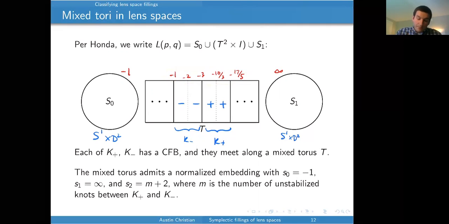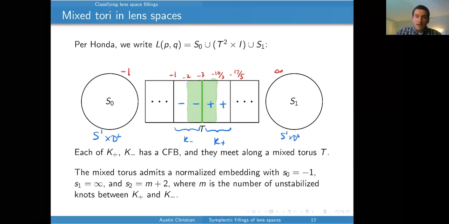But the point is, because we have adjacent knots with opposite sign stabilizations, we obtain adjacent basic slices with opposite signs. So that means this slice in between them is a mixed torus. And we automatically get a normalized embedding. Well, it needs to be normalized, but we get this nice neighborhood with a positive on the right and a negative on the left.